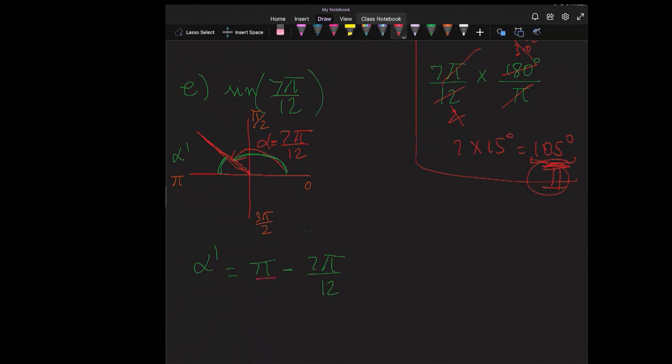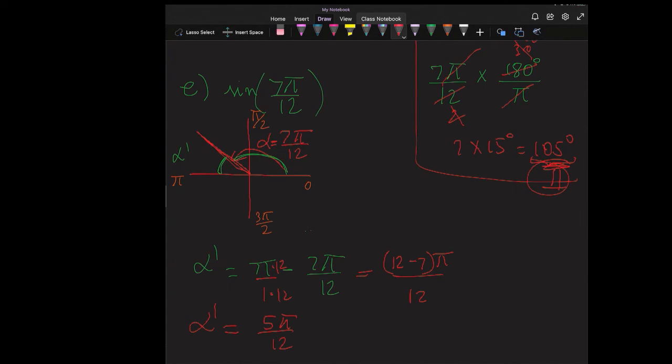So I need to do the subtraction. Remember, pi has a denominator 1, but to do the subtraction of fractions, you need the same denominator. LCD is 12, so multiply top and bottom of your fraction by 12. So that becomes, keep the denominator of 12, and then you have 12 minus 7 pi. So that's 5 pi. So alpha prime is 5 pi over 12.